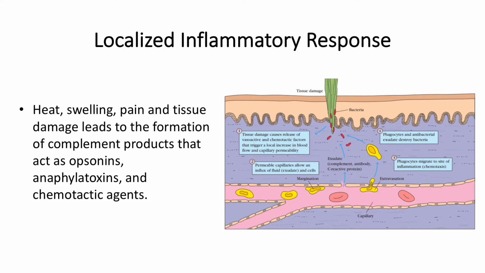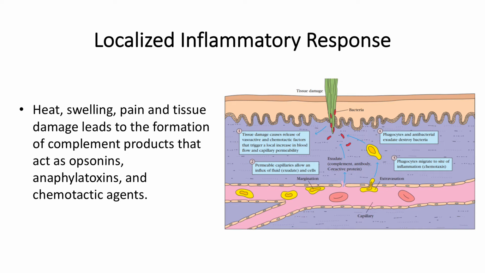At the site of tissue damage you can also see bacteria trying to enter at the injury site. Permeable capillaries allow an influx of fluid, exudate and cells. So these capillaries allow influx of fluids. Here you can see the pink ones are the capillaries. Then what happens? These exudates are actually complement, antibody and C-reactive proteins. I'm sure you remember this from our unit 1, where I discussed the general idea of the inflammatory response. In these slides we are going to discuss it in way more detail.